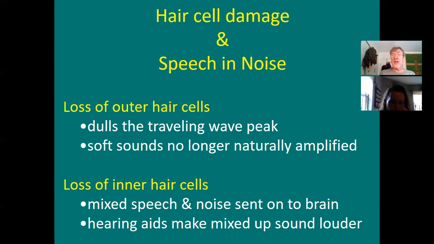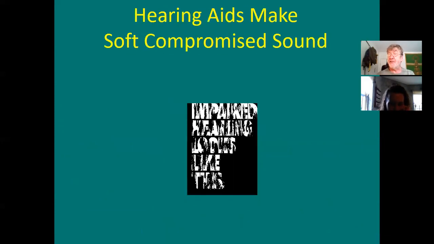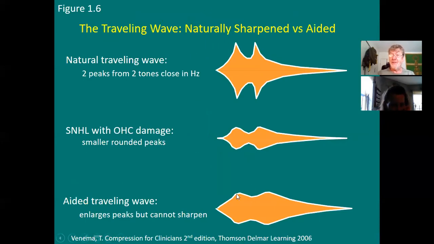Loss of inner hair cells would cause even more damage. Mixed speech and noise would be sent to the brain. Hearing aids would simply make that mixed sound and noise even louder, but still not separating them. So hearing aids by themselves would do this. Impaired hearing would make it larger impaired hearing. This is better than this, but this here is simply doing this. I'm amplifying, and that's all we can do. We can't sharpen. We don't know how to do that. So we use directional microphones to get around the problem.